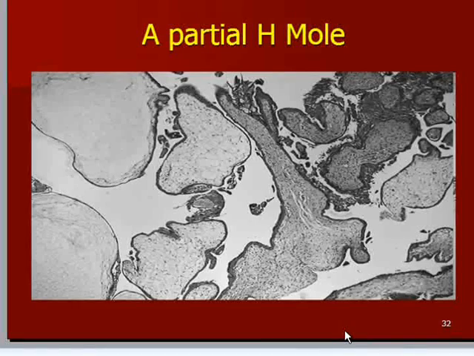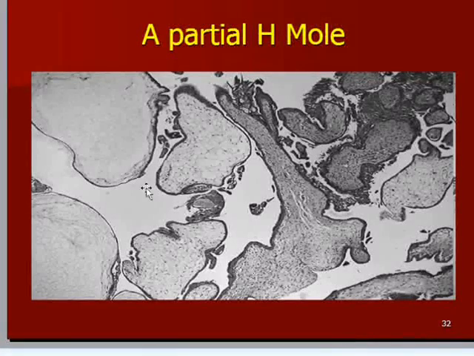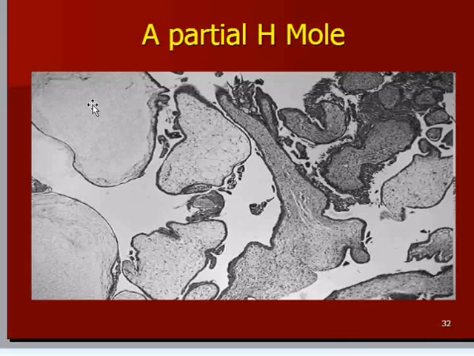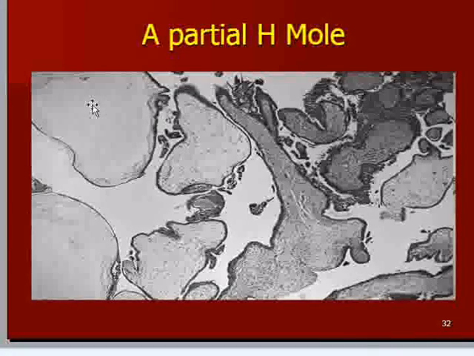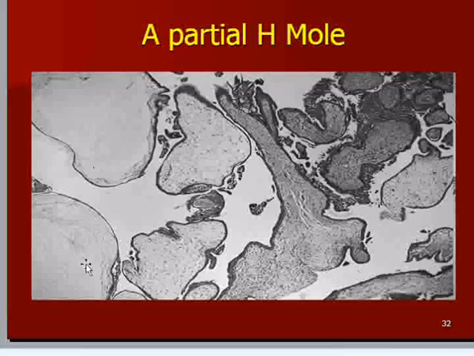There is a picture here, a classical appearance of a partial mole. You can see that. We can look at this mole, which is very much cystically dilated. It contains edema. You look at that, there is no blood vessel at all, avascular completely. A mole should contain a blood vessel, which is absent here.